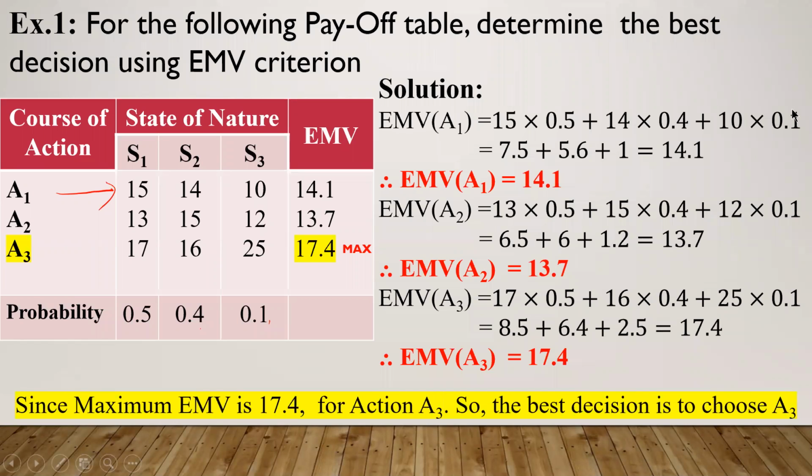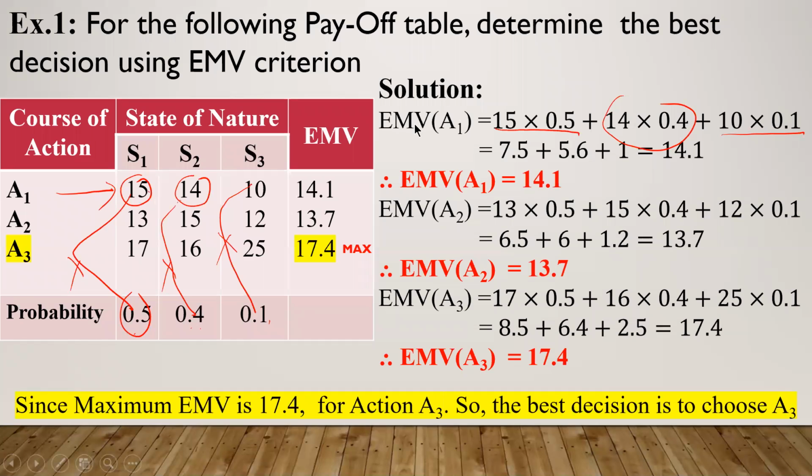So what you have to do: 15 into 0.5, this is what I have written here, plus 14 into its probability 0.4, plus 10 into 0.1. Then 15 into 0.5 is 7.5, 14 into 0.4 is 5.6, and 10 into 0.1 is 1. Then add these three, so you get 14.1.